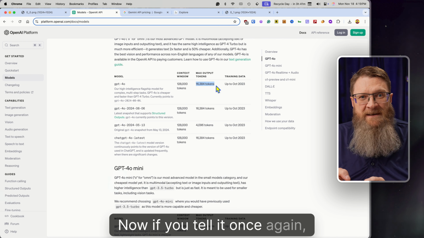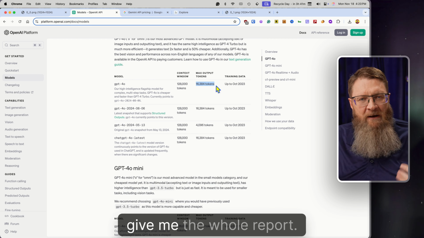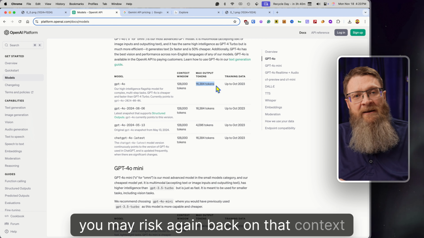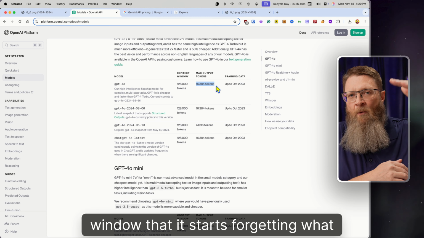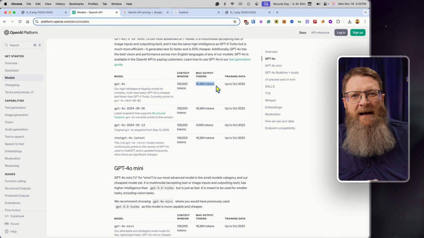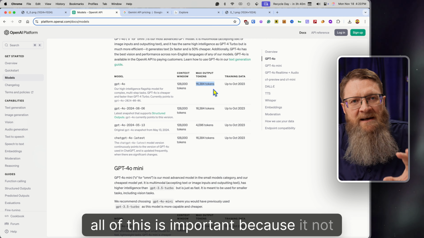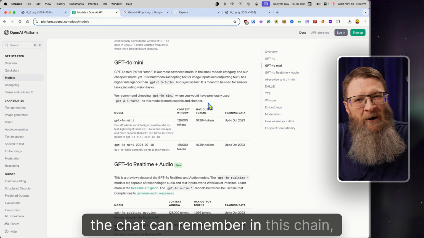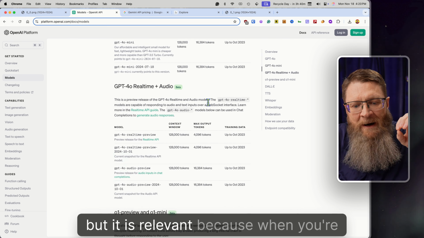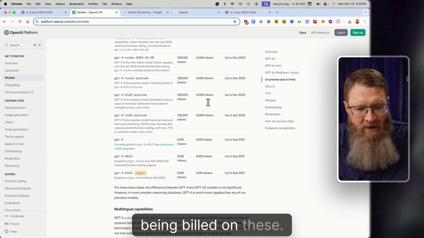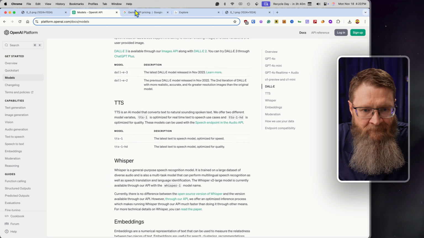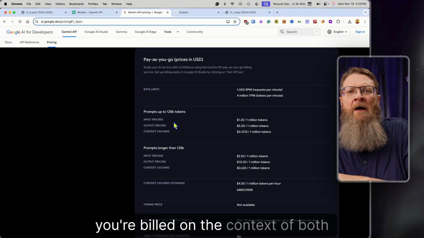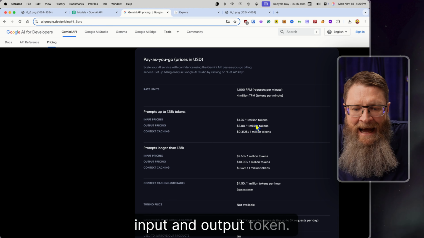Now, if you tell it once again, no, don't give me the areas you changed, give me the whole report, I need the whole output, well, you may risk, again, back on that context window, that it starts forgetting what happened at the beginning of the context. Again, all of this is important because it is not only relevant to what the chat can remember in this chain, but it is relevant because of billing. Let me go over the Gemini pricing. You're billed on the context of both input and output tokens.